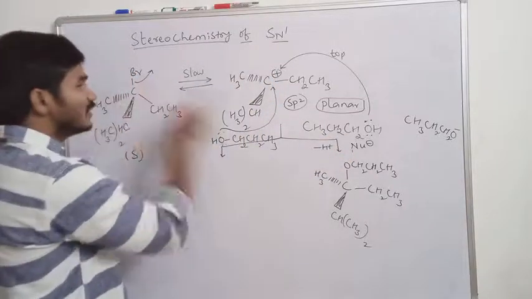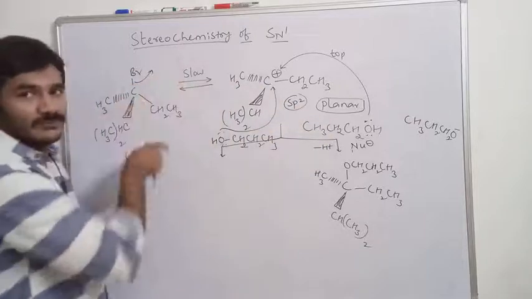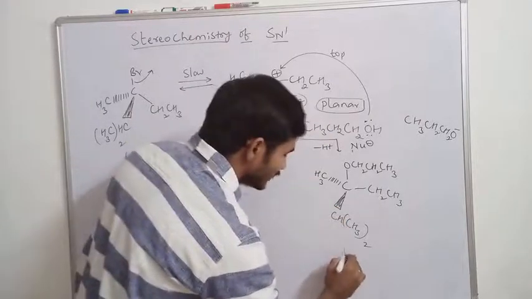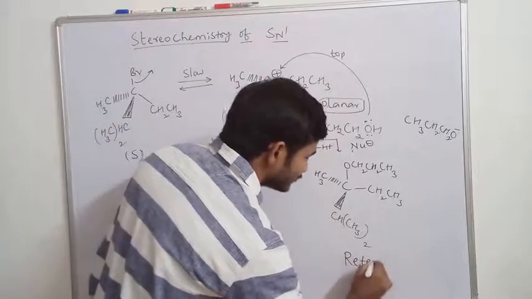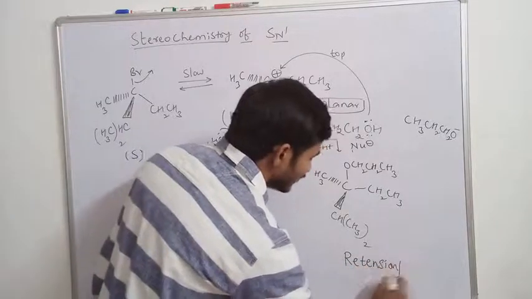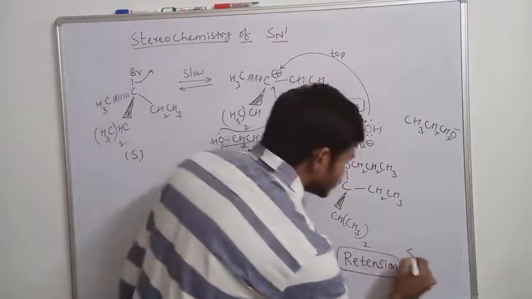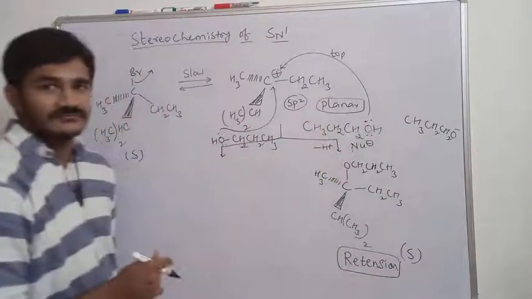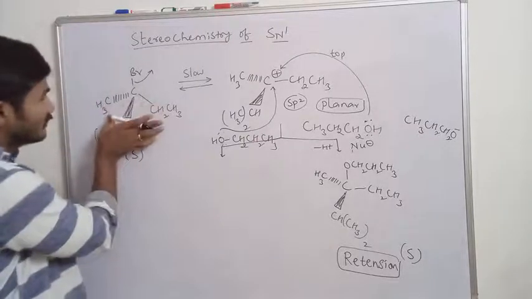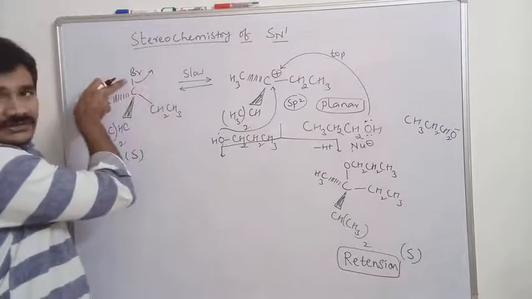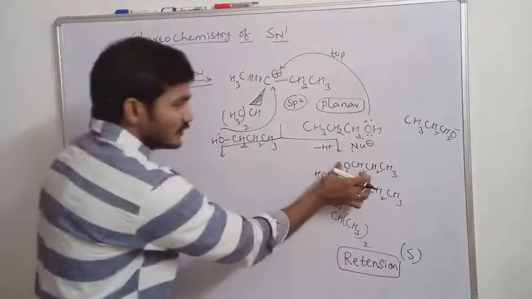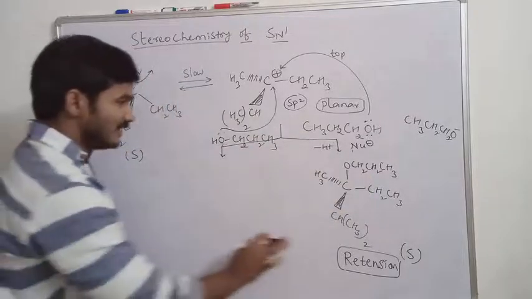If the nucleophile has been substituted in the place of bromine, that type of configuration is said to be retention. When the configuration does not change, this is S, this is also S configuration. There is no change. The groups will be the same. Only in the place of the leaving group, one nucleophile is going to substitute. That is said to be retention.